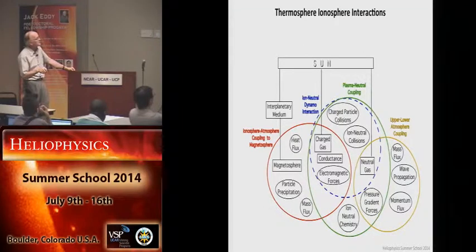So there are big pictures here. I'm going to call this upper-lower atmosphere coupling. There are places here where you have to consider how the plasma and the neutrals are coupled. And then there's this last region that Luke will dwell on a little more, how the ionosphere and the atmosphere are coupled to the magnetosphere.